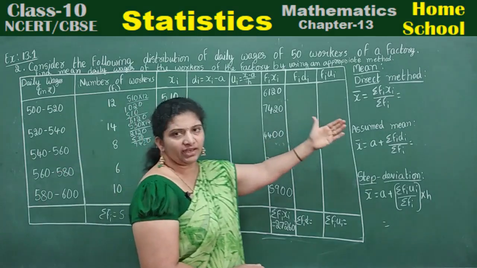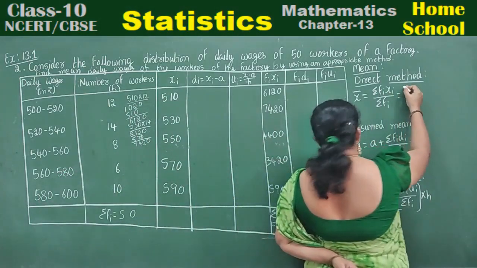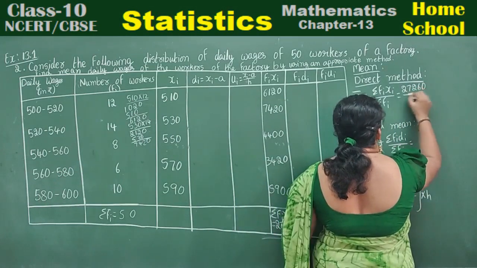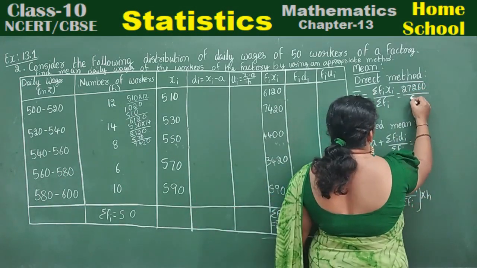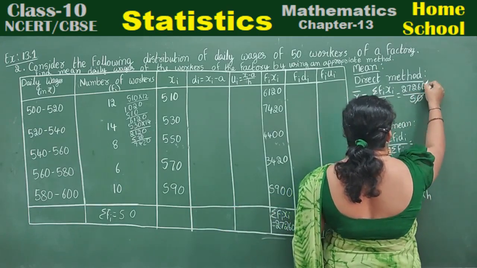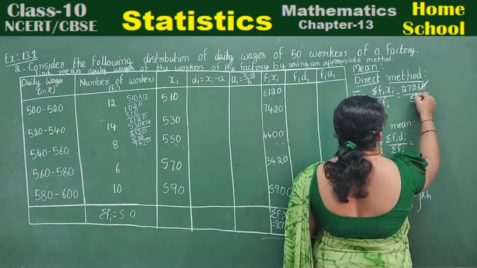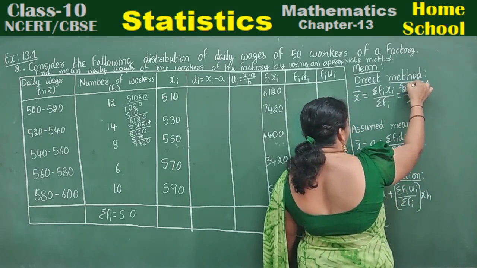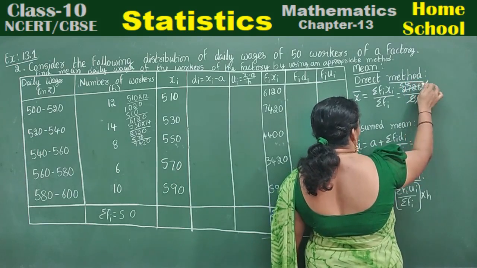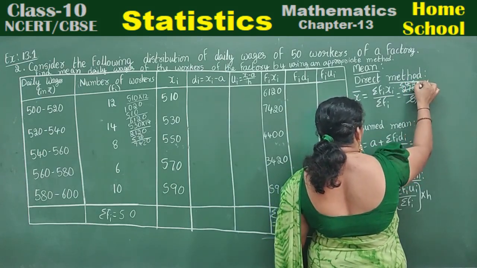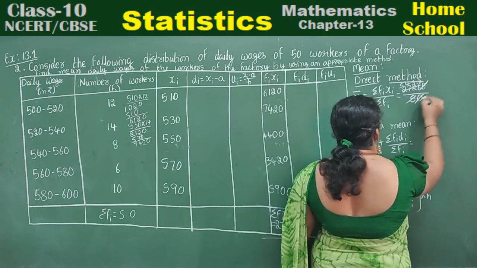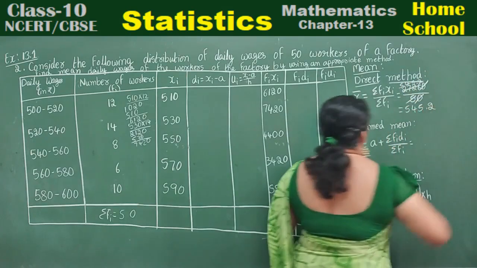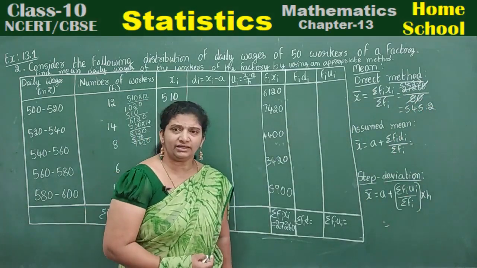Summation Fi Xi is equal to 27,260. Now apply the direct method. Summation Fi Xi value is 27,260 by summation Fi, 50. 0, 0 cancels, and you can cancel this. 5 5s are 25, 2 left. 5 4s are 20, then again 25. 5 5s are 25. Your answer is 545.2, which is the mean by the direct method.